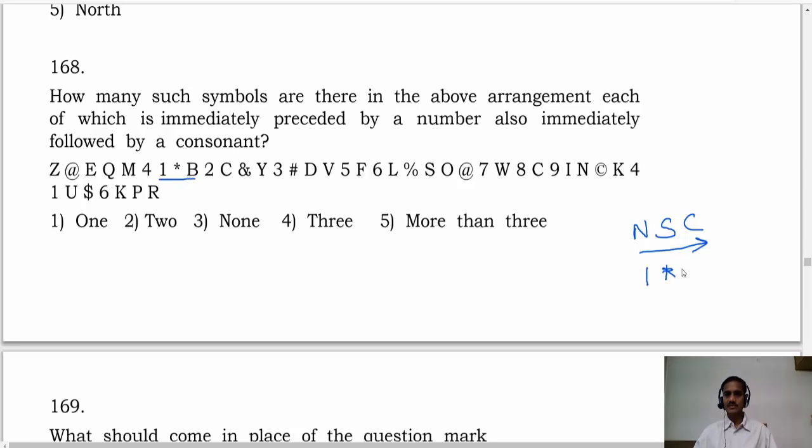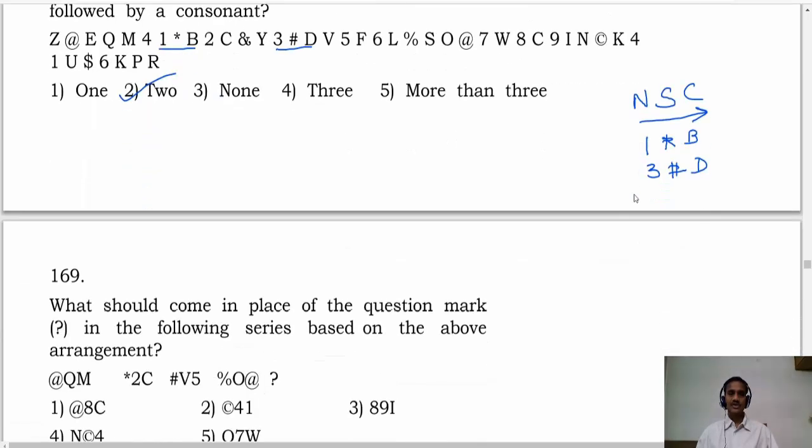1 star B. And next one next number చూడండి number 2 తర్వాత సింబల్ అయితే లేదు 3 తర్వాత సింబల్ కాన్స్టెంట్. Now 3 and symbol is hash and the consonant is D. Next one number తర్వాత సింబల్ చెప్పండి ఎక్కడ ఉంది number తర్వాత సింబల్ 7 8 C 9 I and 4 1 6. That's it. Only 2 are their choice. There are only 2 such symbols which are immediately preceded by a number and followed by a consonant. 168 it is choice 2.